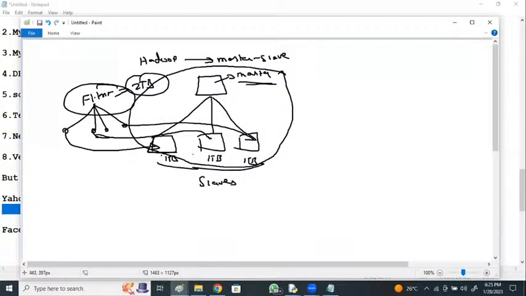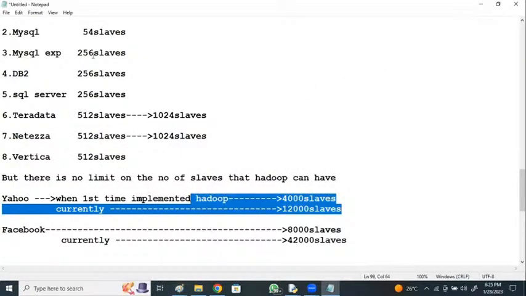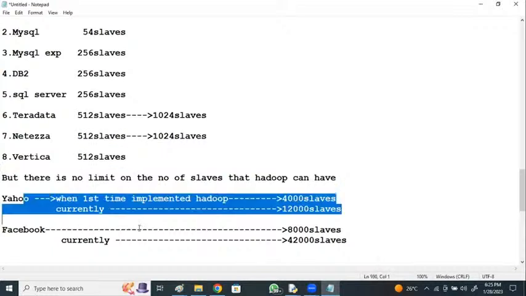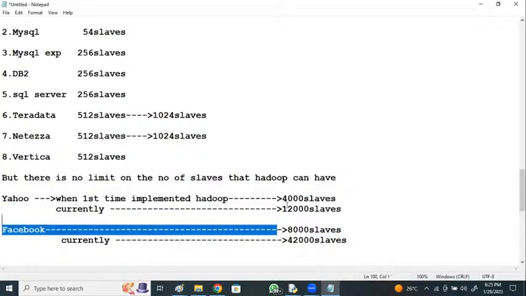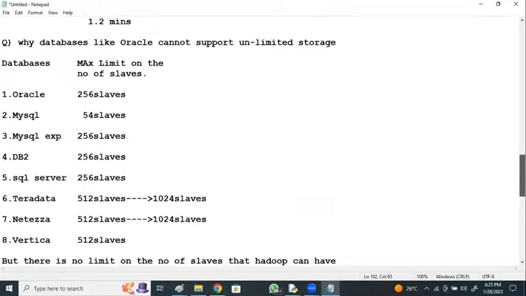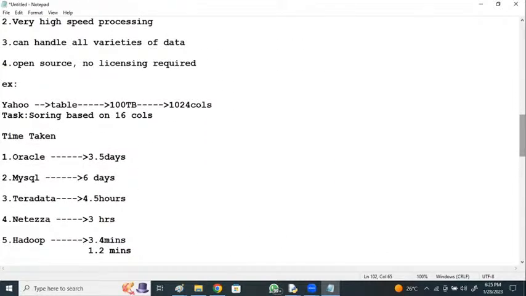So these are the systems, means Hadoop scales horizontally with an unlimited number of slaves. You can keep on adding systems or slaves. Slaves means systems. We can have any number of systems. There is no limit, but for databases, there is a limit. Yahoo and Facebook went with 42,000 systems for storing their data. Initially, it was using 8,000, and currently it is using this. Means there is no limit on the number of slaves Hadoop can have, but there is a limit in other databases. So from a storage point of view, it is proven, and from a processing point of view, it is proven in the market.